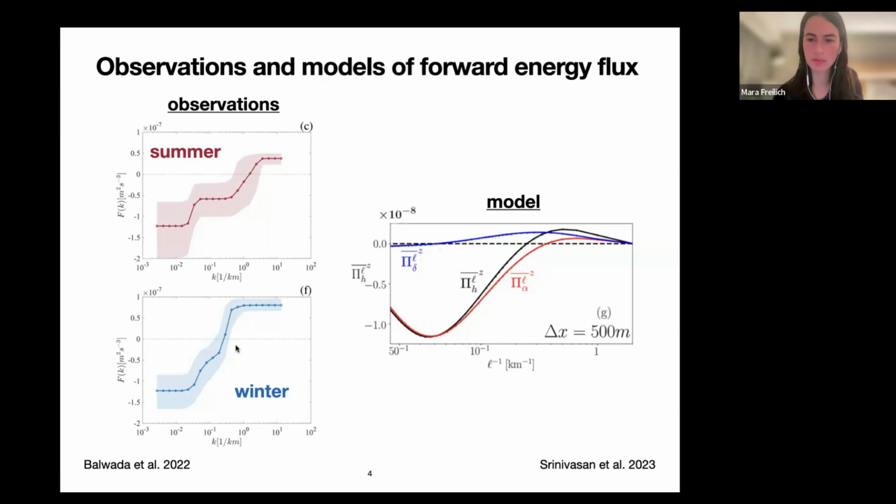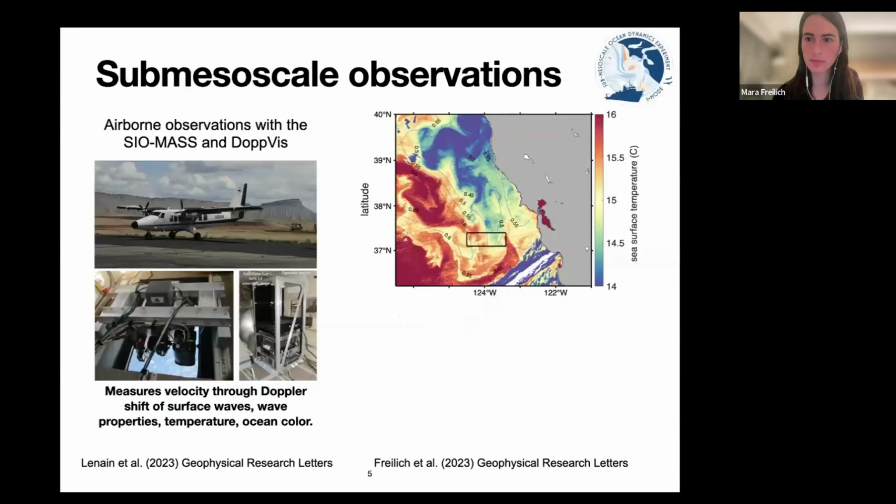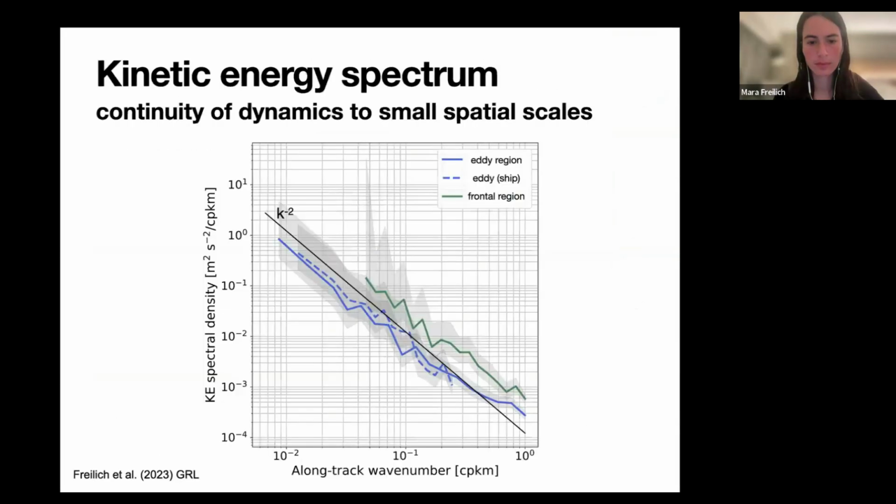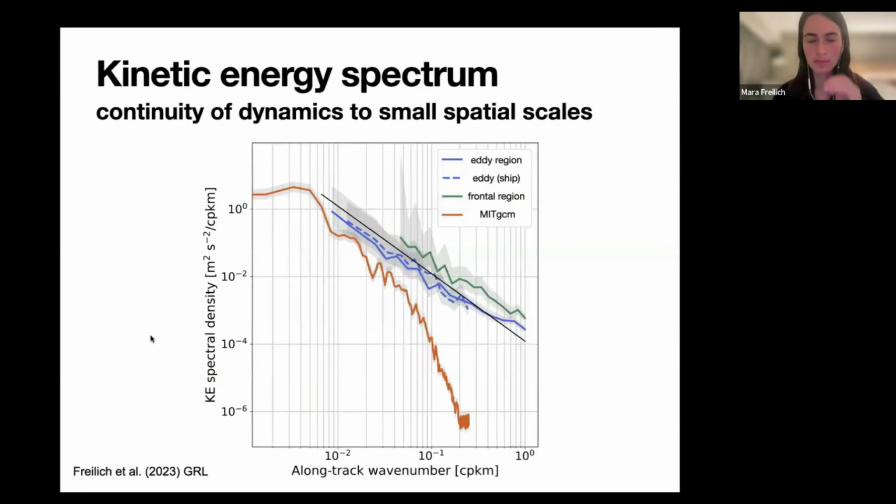So I have a question. A couple of times during the talk, you mentioned the model, and then you showed a plot with the kinetic energy spectrum from MITgcm. Was there a modeling component that was meant to be part of this research? And if so, can you talk about it a little bit?